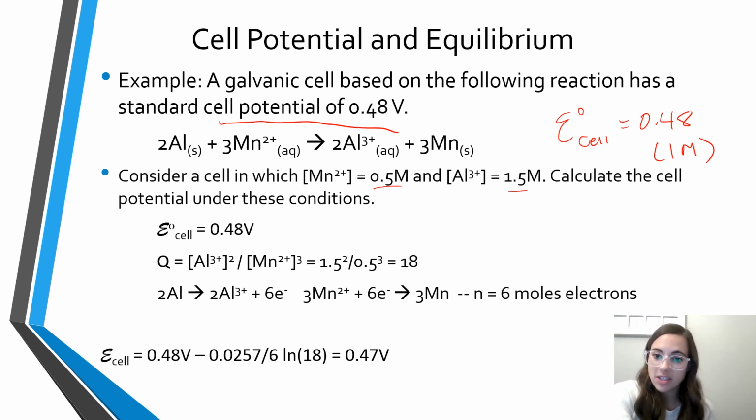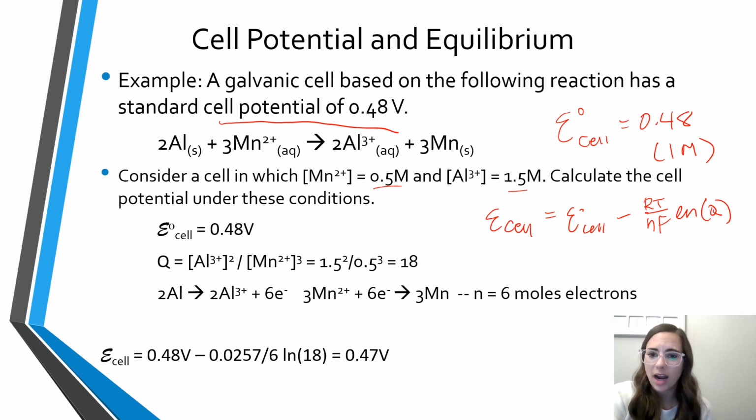So we already said we have our standard cell potentials. Remember, our equation is: not-standard cell potential equals the standard cell potential minus RT over NF natural log of Q. Because we're not given a different temperature, we are at room temperature standard, so we can plug in the 0.0257 for the RT over F. All right, so now we got to calculate Q. So products over reactants, so aluminum's concentration squared over manganese's cubed gives us 18.